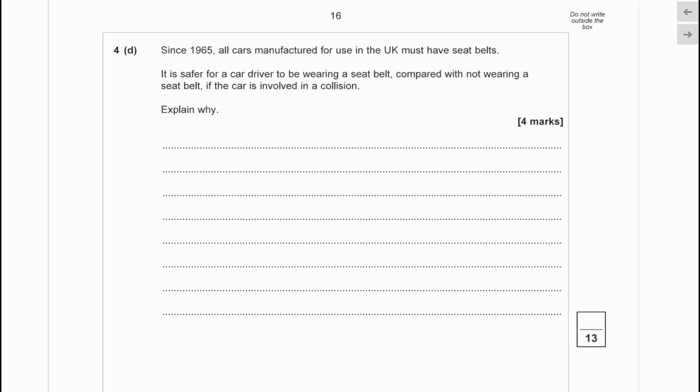Explain why. Okay, and so what we need to think about is, how is a seatbelt designed? Well, a seatbelt is designed so that it stretches, okay? So the stretch in the seatbelt allows the driver to move. Okay, why is that important? Well, because if during a collision the driver is allowed to move, that means that the impact time on the driver is going to be greater.